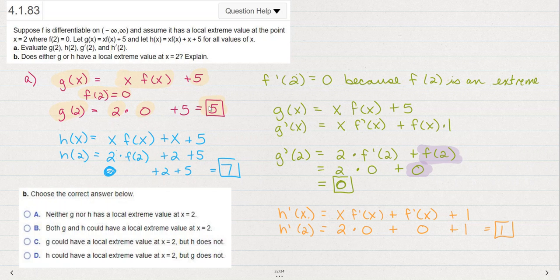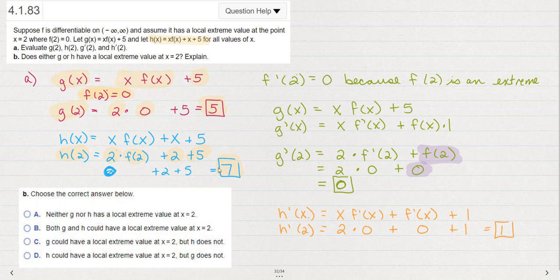We can do something similar for h of 2. h of x is defined as x times f of x plus x plus 5. So we could find h of 2 by replacing the x with 2. So 2 times f of 2, which again is 0, plus 2 plus 5, and that is going to add up to 0 plus 2 plus 5, or 7.